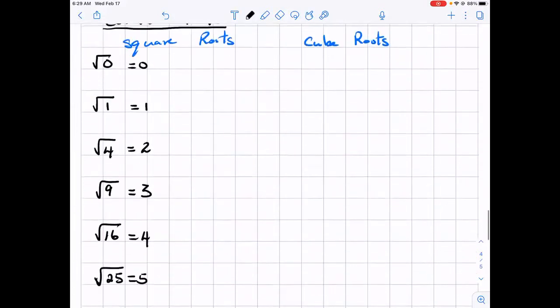Moving back up here, the square root of 81 is equal to 9. The square root of 100 is equal to 10. The square root of 121 is equal to 11.